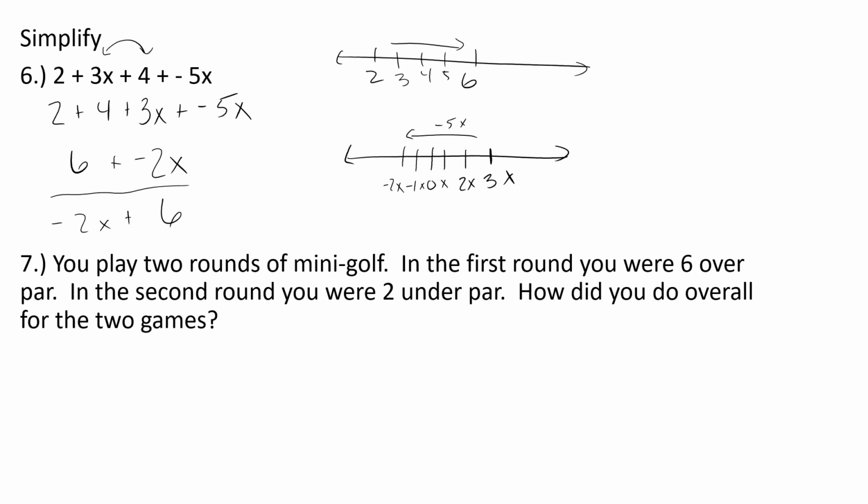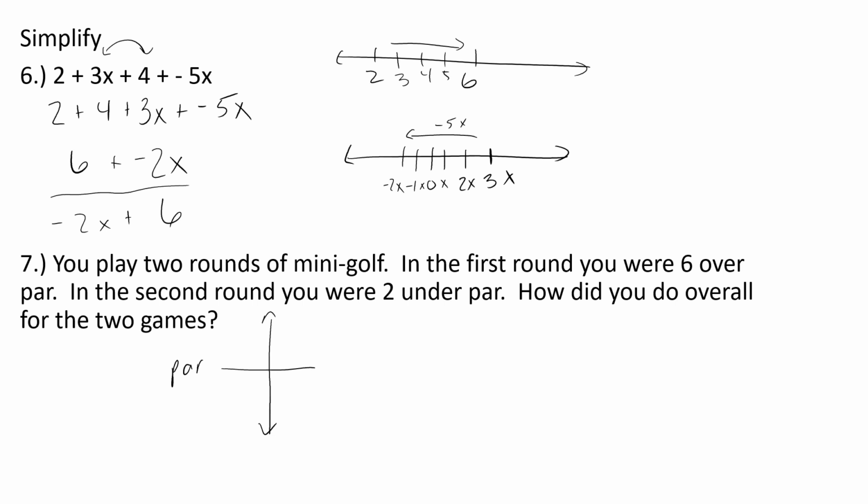And last one, you play 2 rounds of mini golf. In the first round, you were 6 over par. In the second round, you were 2 under par. How did you do overall for the 2 games? So this is kind of an interesting application of signed numbers, and it's a little bit about mini golf, or golf in general. When you go and play golf, or when you're doing a round of mini golf, they'll tell you what the par is, and that is the expected number of strokes it's going to take for you to sink the hole. So you might have gotten tripped up on this problem if you weren't sure what the context was.